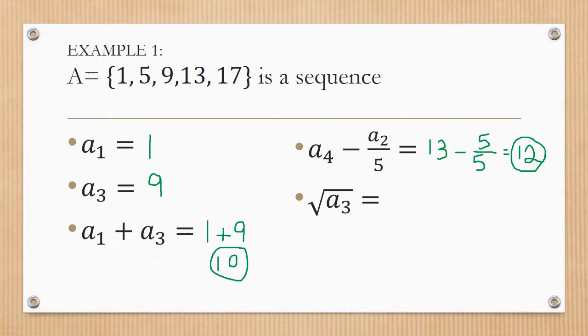Square root of a sub 3 means square root of the third term in the sequence, which in this case is 9. And the square root of 9, as we learned in previous lessons, is negative 3 or 3.